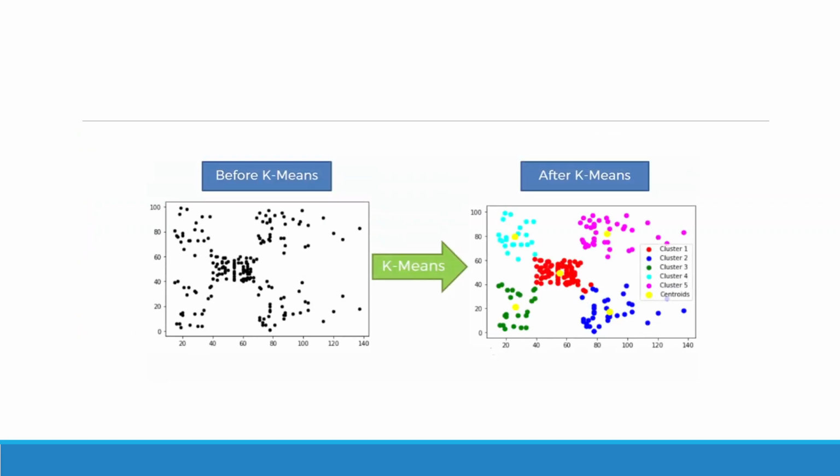So this is the picture. This is the data points before k-means. After applying this, we will get 5 clusters formed. The yellow represents each cluster centroid. So basically this is how the k-means algorithm performs.